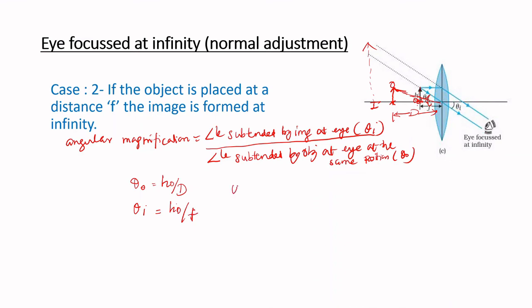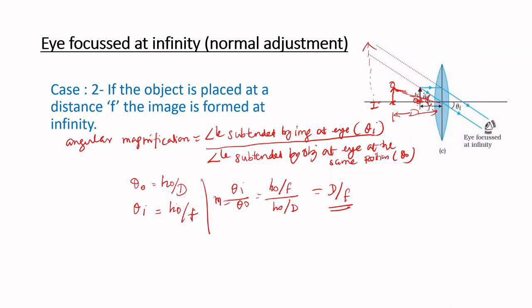So what is theta I by theta O? It will be HO by F divided by HO by D, so it becomes D by F. The angular magnification M is equal to D by F. It is slightly lesser than the linear magnification we got for case 1. But still, this is a position where we can observe the image in a relaxed manner.